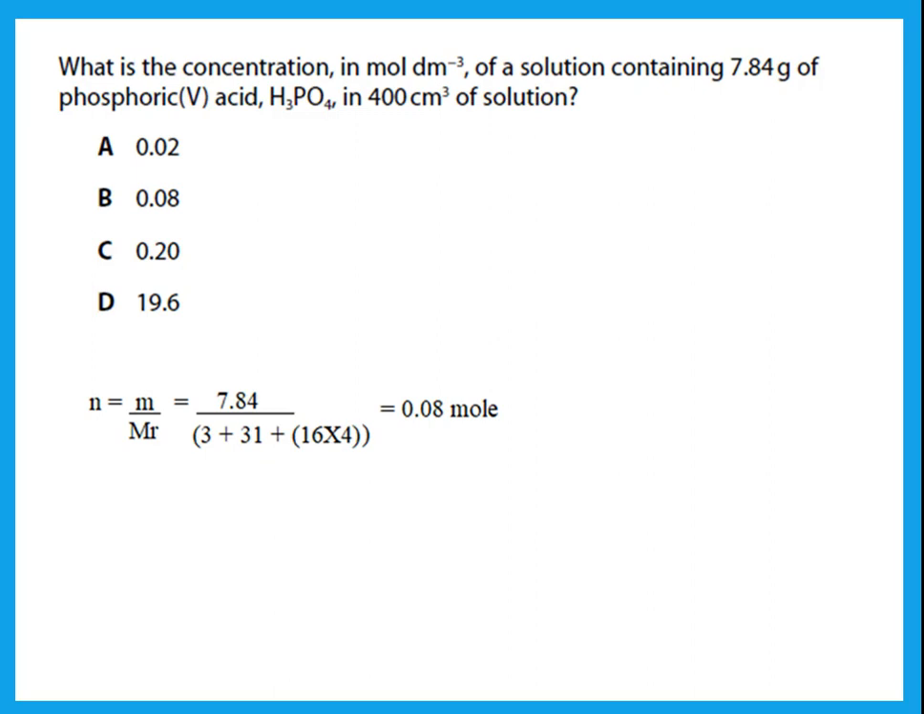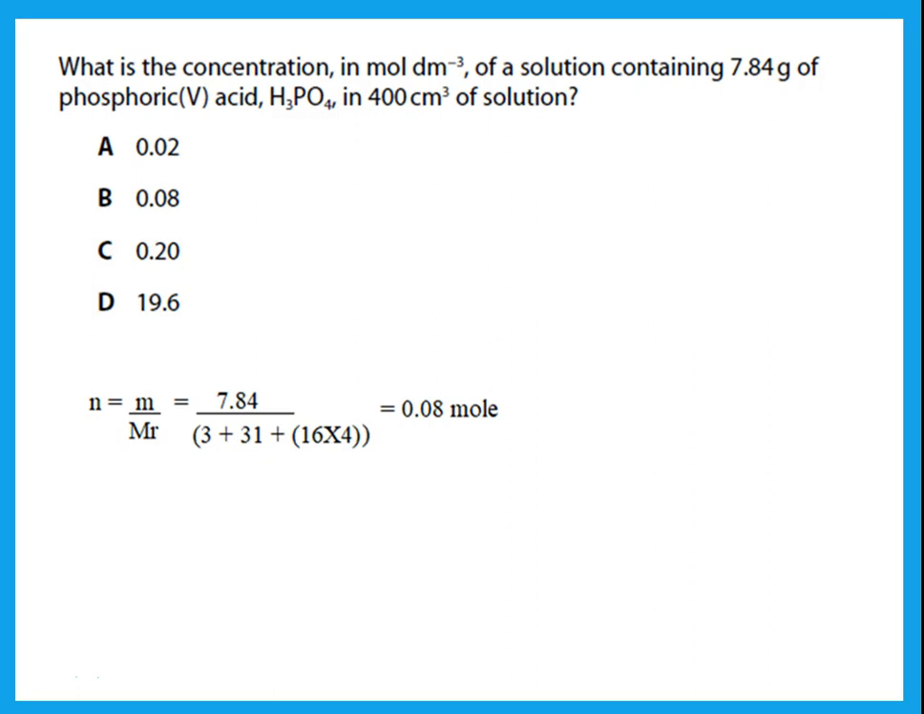Number of moles is mass over molecular mass. I change the mass that he gives me into number of moles. So 7.84 grams over the molecular mass of phosphoric acid. Do you remember how to calculate molecular mass? The mass of hydrogen is 1, but I have 3 of them, so the total is 3. The mass of phosphorus is 31, and I have only 1 of it. The mass of oxygen is 16, and I have 4 of them. Add it all up, that is the molecular mass of phosphoric acid. Once you do this, we end up with 0.08 mole.